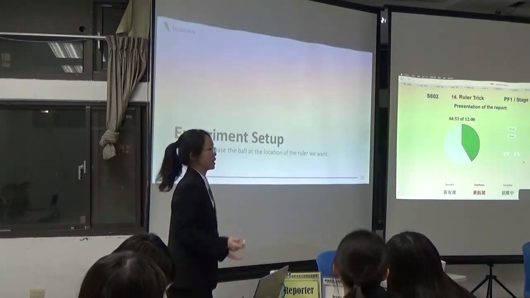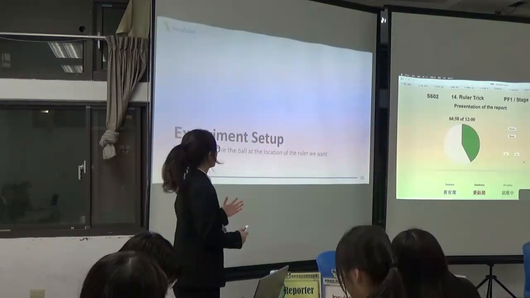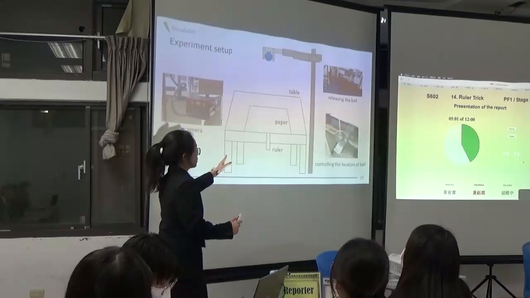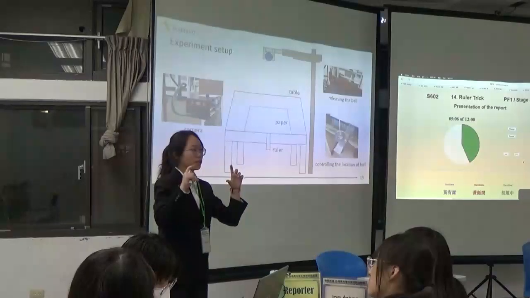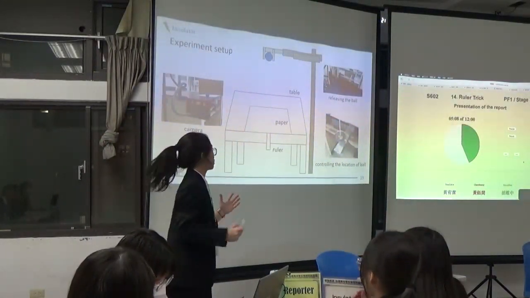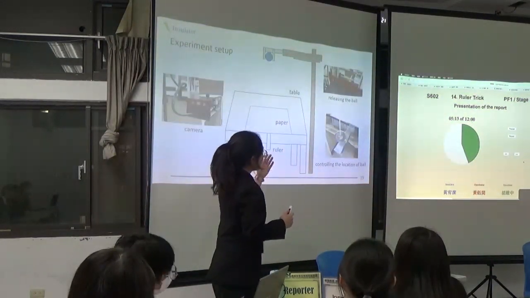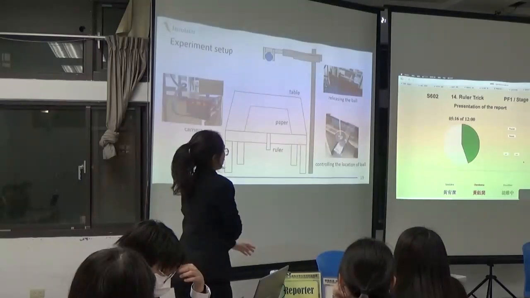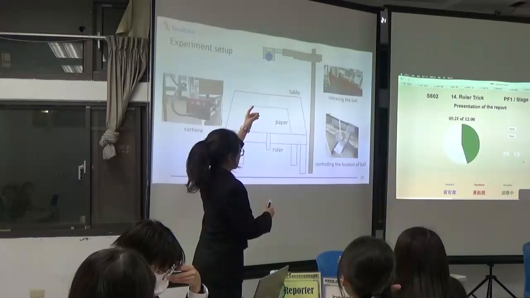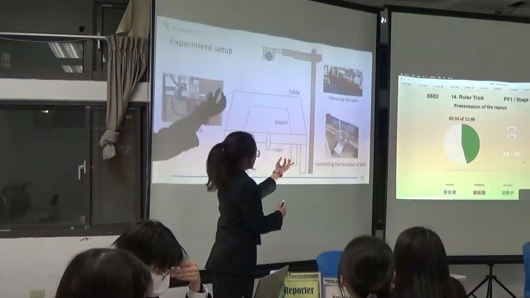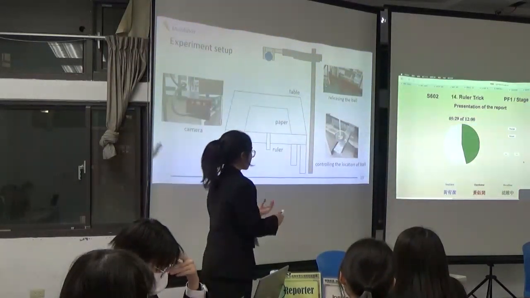Now I'm going to talk about the experiment setup and how we release the ball at the location of the ruler we want. So first, I'm going to talk about the camera. We will put it beside our experiment setup. And here we will put a level to see if the camera is horizontal or not, which I think is really important. And here is the tool we use to release the ball. And how do we land the ball in the place we want? We will hang the rope on the tool, and hang a heavy object to see if it lands in the place we want when it falls vertically.